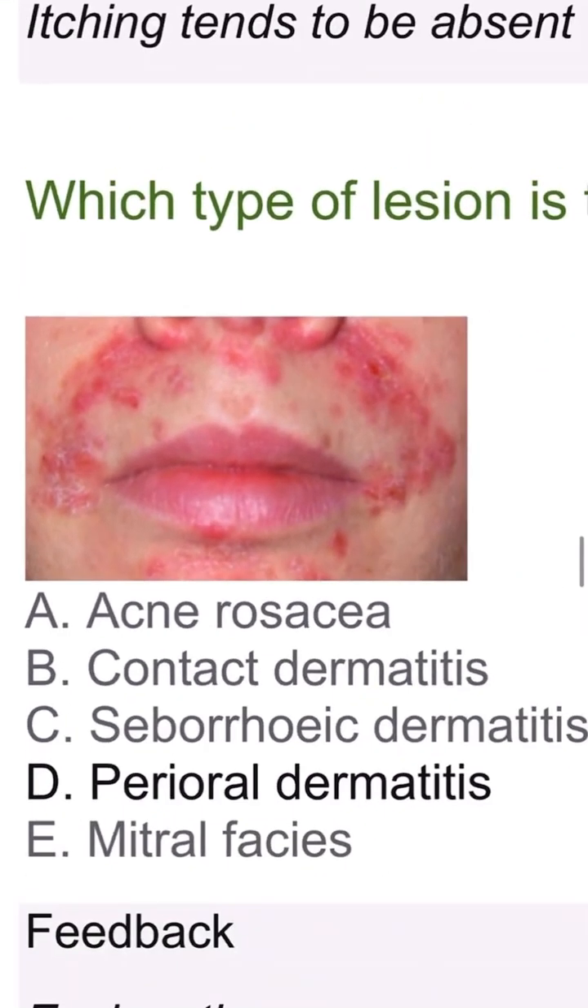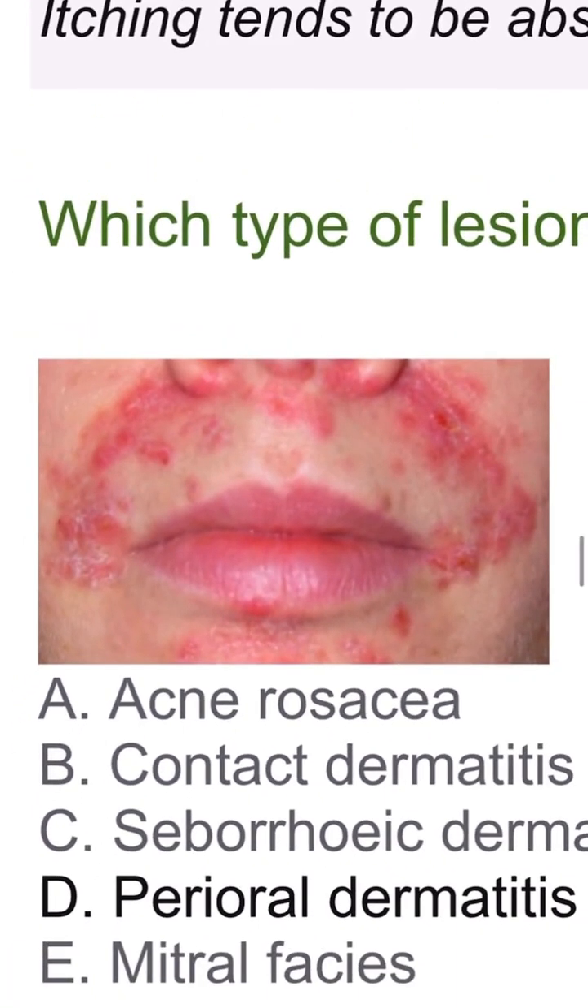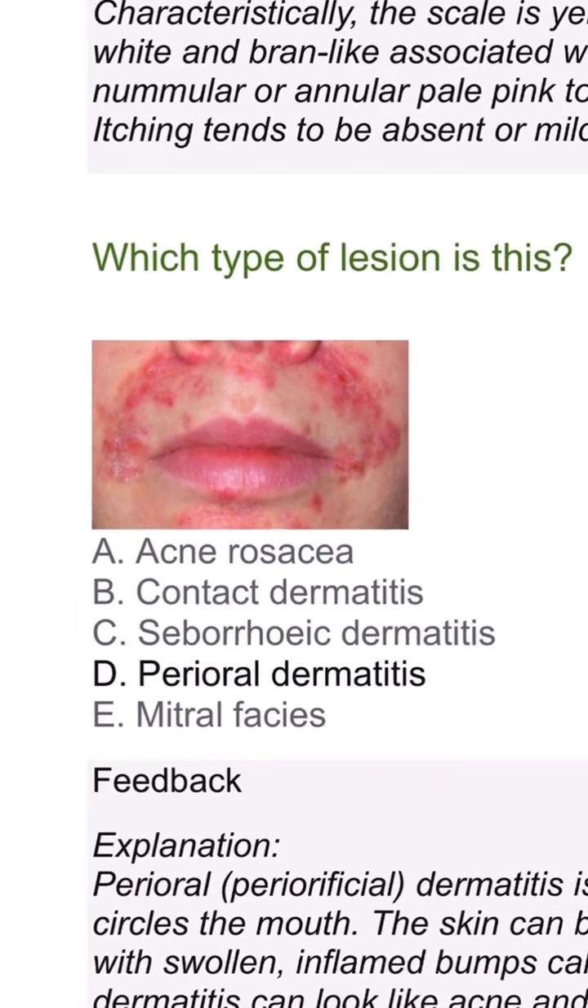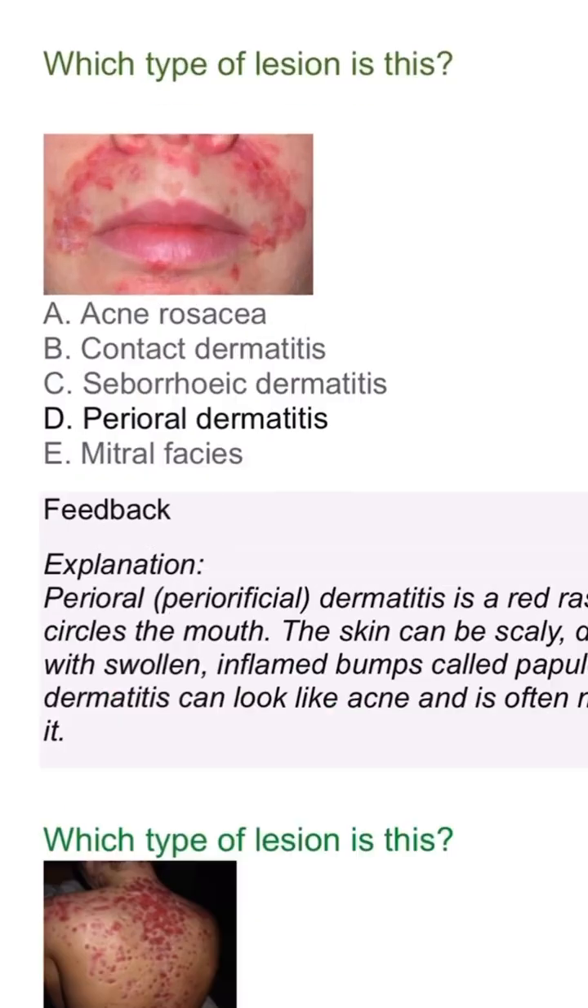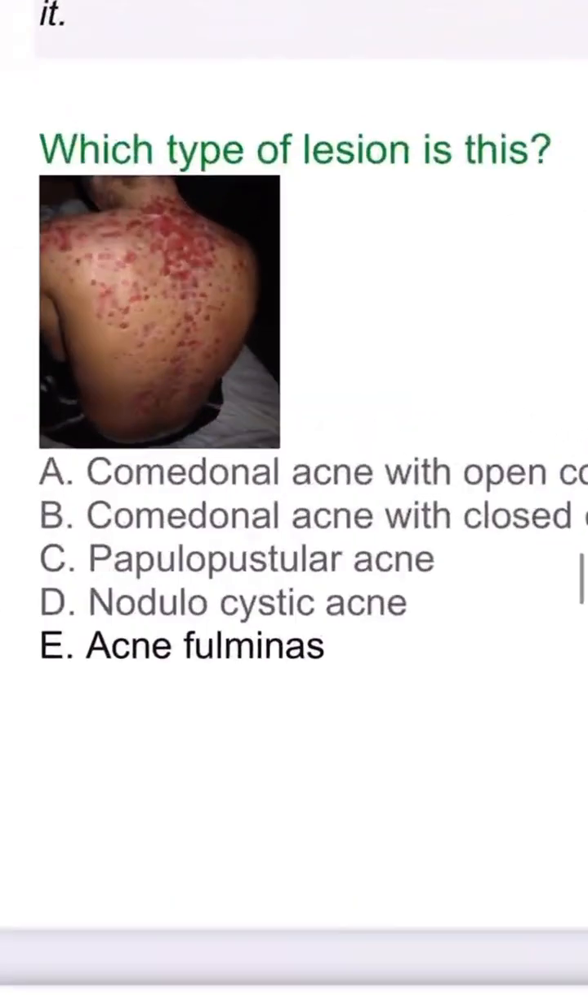Which type of lesion is this? You can see here around the oral cavity. So it is perioral dermatitis. Perioral dermatitis is a red rash that surrounds the mouth. The skin can be scaly, dry, and flaky with swollen bumps called papules. Perioral dermatitis can look like acne and is often mistaken for it.